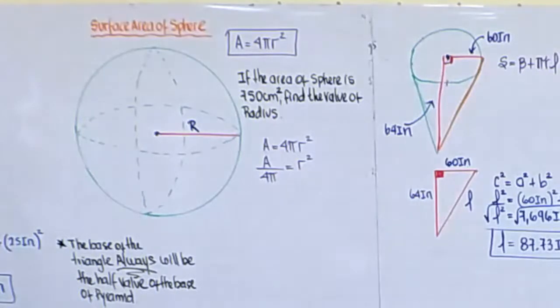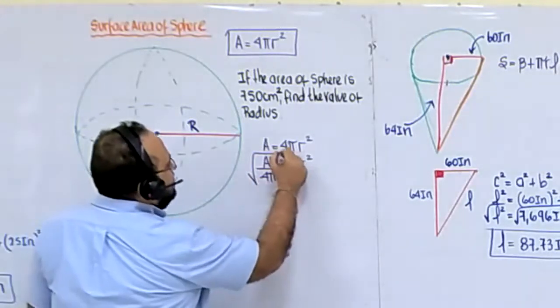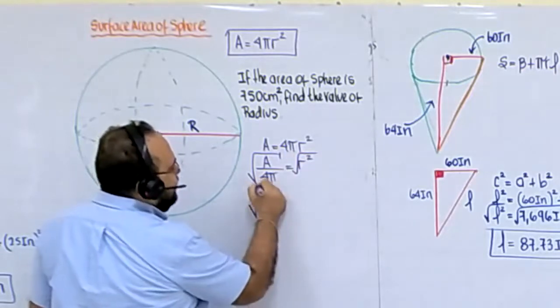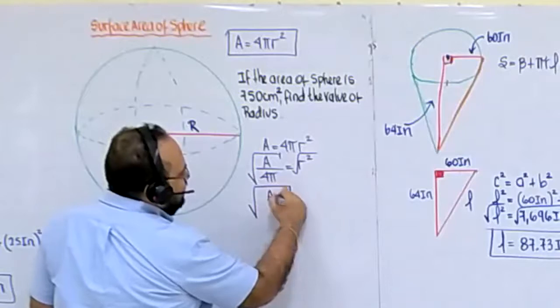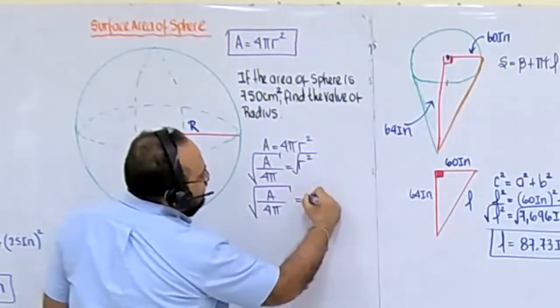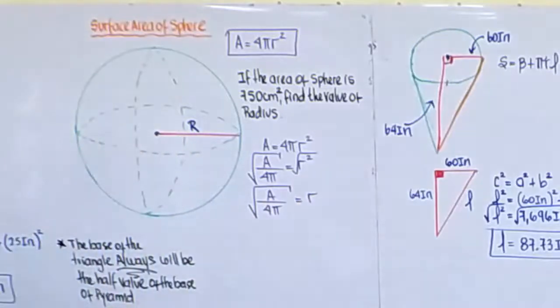And remember, we don't want to look for the value of the radius squared. I'm looking for the value of the radius. For that reason, I'm going to take the square root on both sides, and we have the following formula. Area divided by 4 pi will be equal to the value of the radius. Okay, what we have to do, simple.